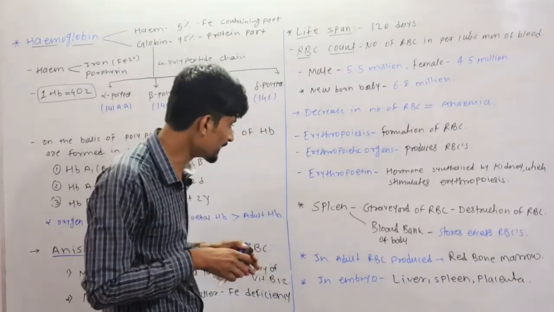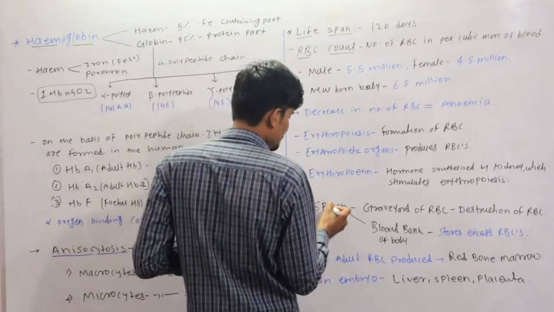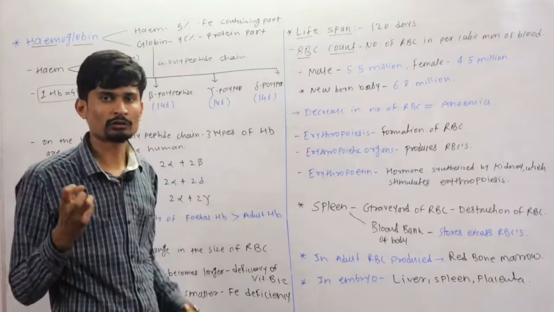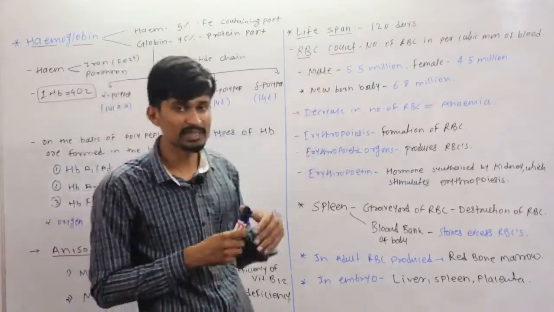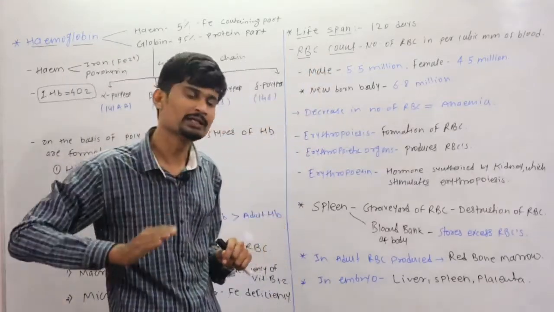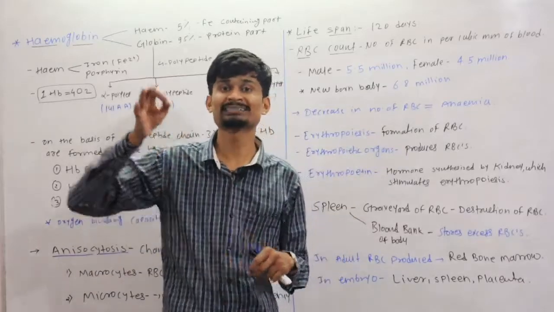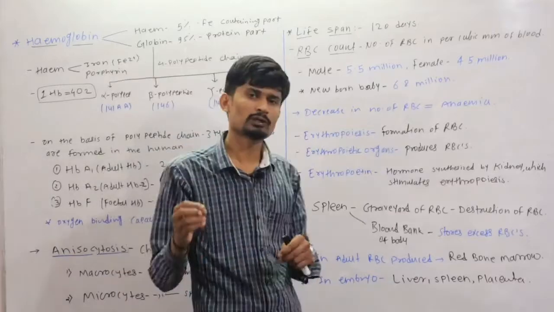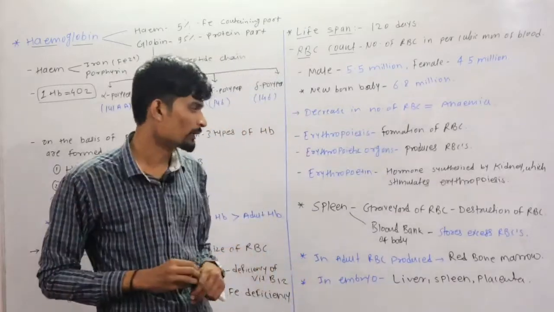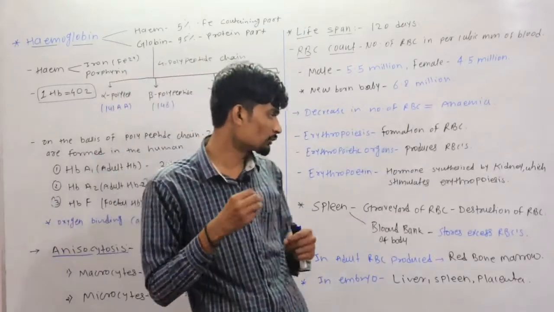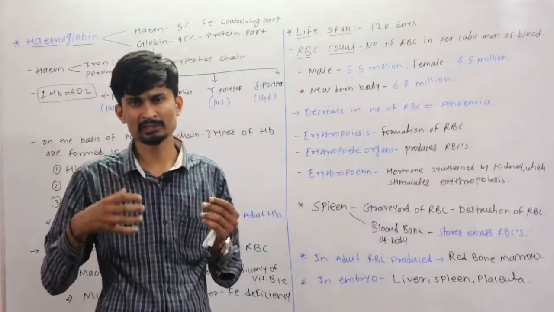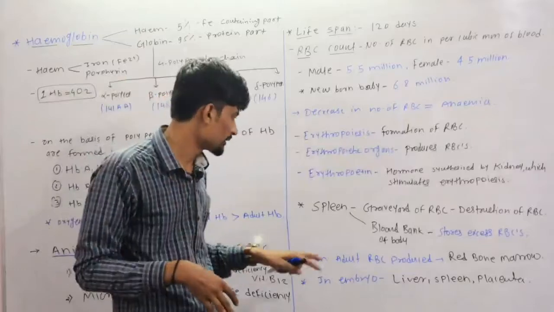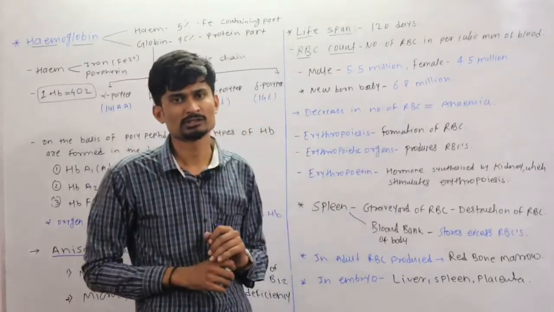Next, the spleen. Spleen is called as graveyard of RBC, because the worn out RBCs, after 120 days, get destroyed in the spleen. That is why it is called as graveyard of the RBC. Then the spleen is also called as the blood bank of the body. Why? Because it stores the excess RBCs. When the excess RBCs are produced, that excess RBCs are stored in the spleen, students.